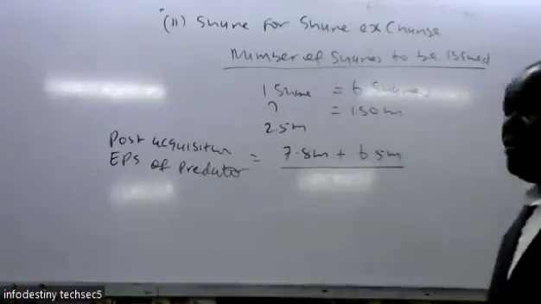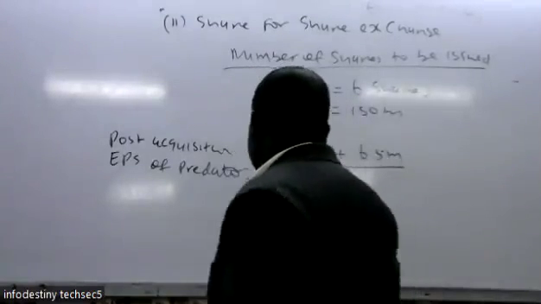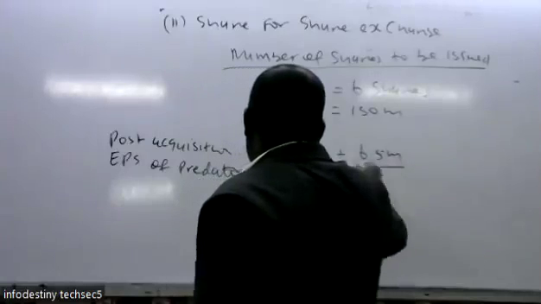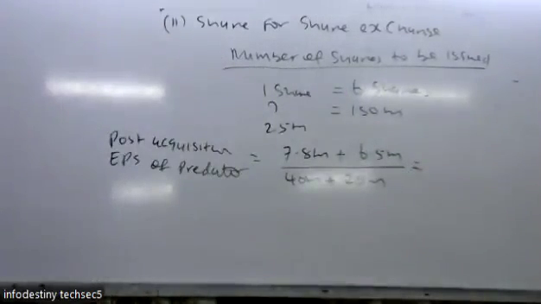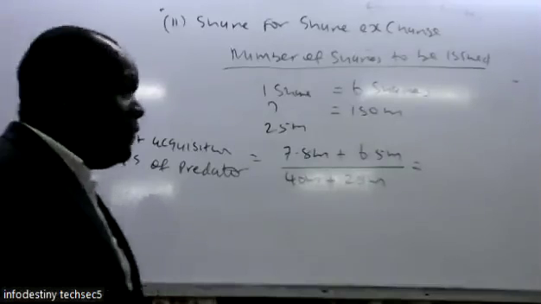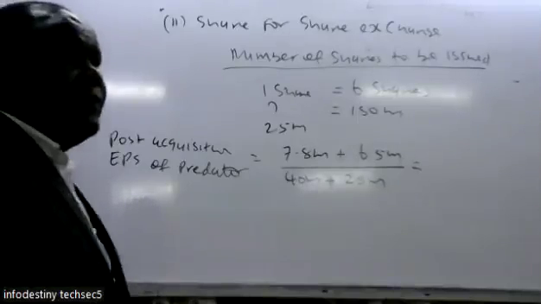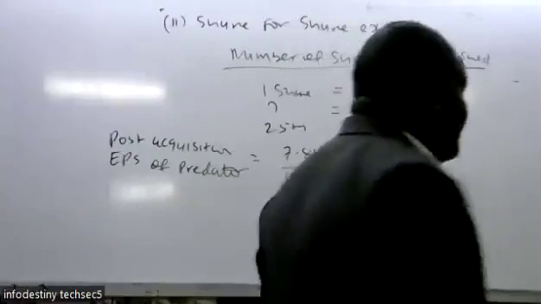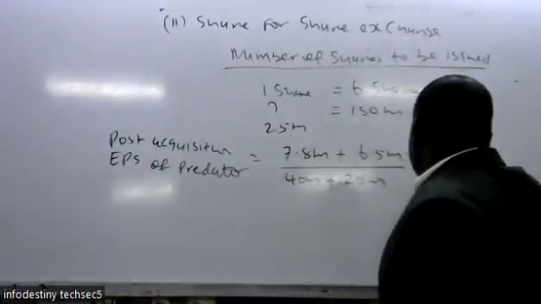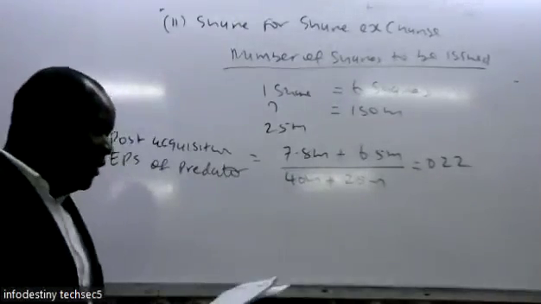Then the number of the ordinary shares of the predator. How many shares were there, which we calculated? There are 40 millions. Now we are issuing 25 millions. So that should give us the post-acquisition earning per share of the predator. We get 0.22.